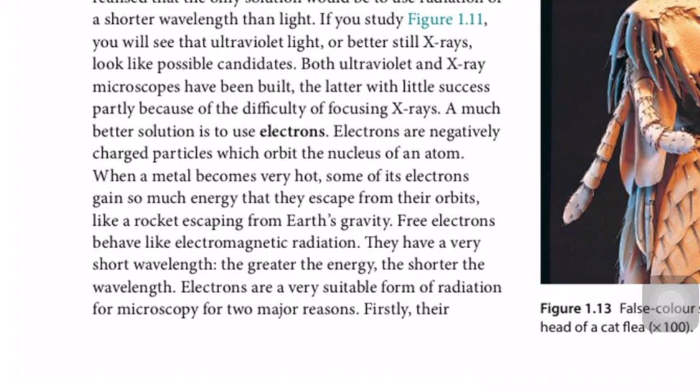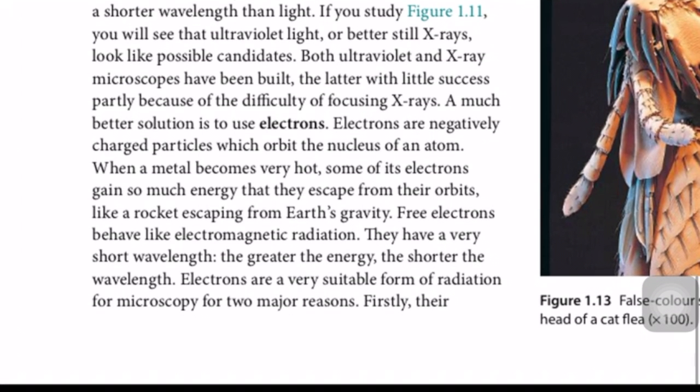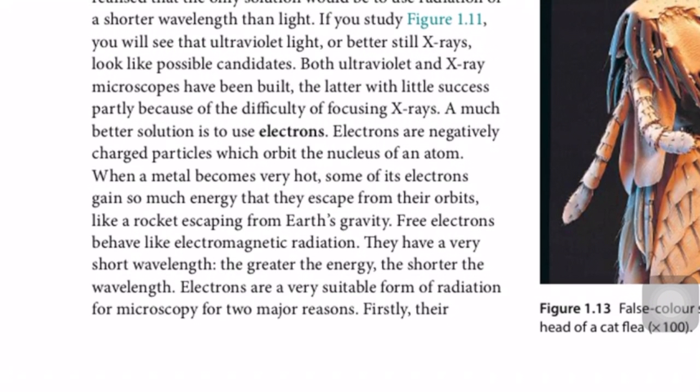Electrons are negatively charged particles which orbit the nucleus of an atom. When a metal becomes very hot, some of its electrons gain so much energy that they escape from their orbits like a rocket escaping from the Earth's gravity. Free electrons behave like electromagnetic radiation. They have a very short wavelength. The greater the energy, the shorter the wavelength.